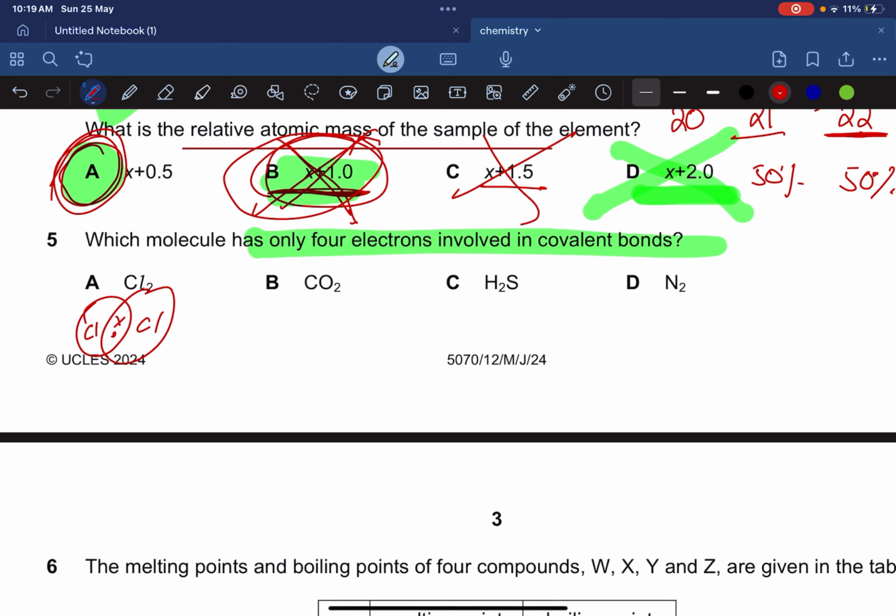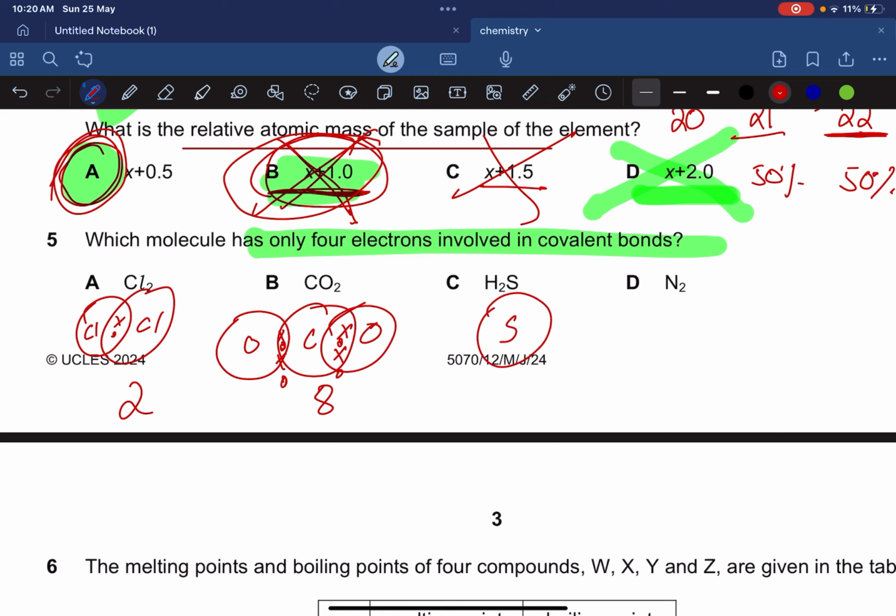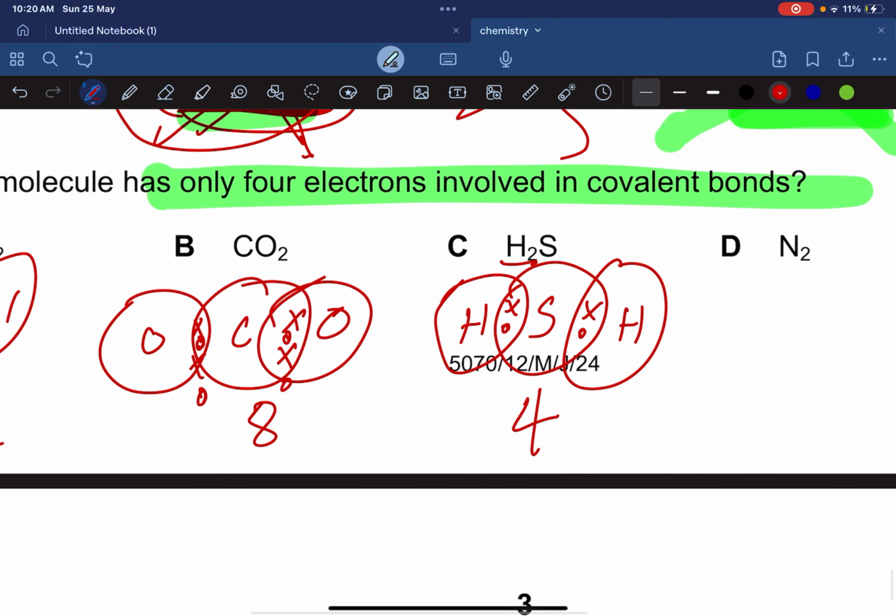How many electrons are involved in the covalent bonding in CO2? This is C, this is O, 1 covalent bond, 2 covalent bonds, 1 here, 1 here, 1 2 3 4 5 6 7 8, 8 over here. Then H2S: S, then H and H. I don't know about S, but what I know is about H. H makes a single covalent bond, so 1 over here and 1 over here, so that means 4 electrons in total. Don't worry if you don't know about one thing, you simply should know about hydrogen.